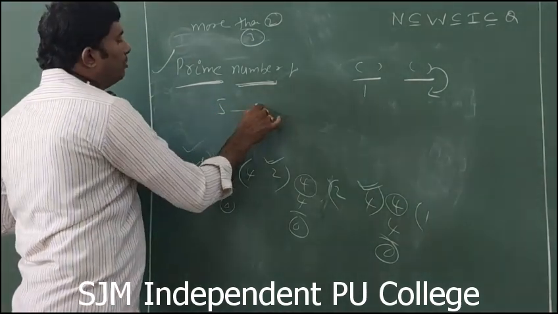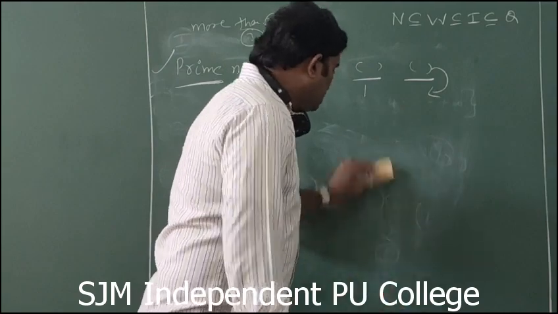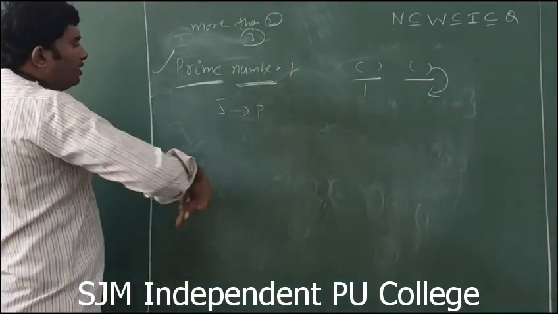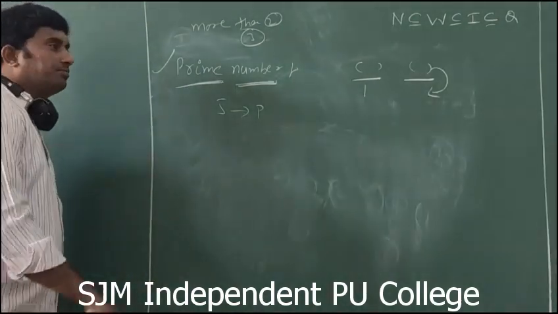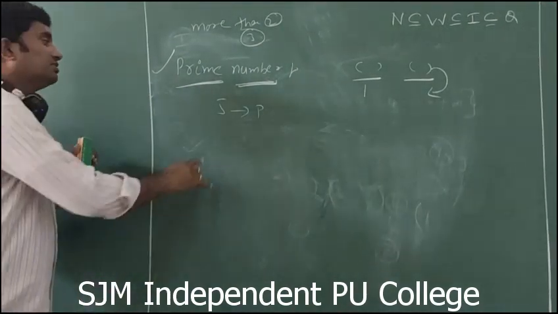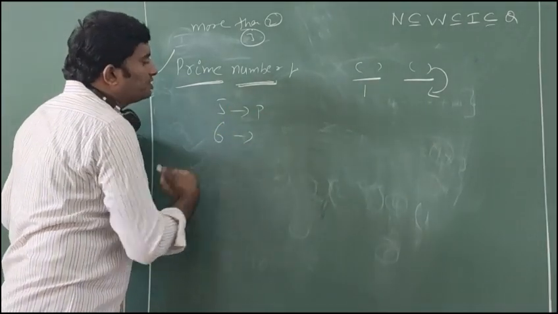Again, 5 is prime, because 5 is divisible by only 1 and itself, but not by 2, not by 3, and not by 4. That means this number has only two factors, 1 and itself. This is prime. Next, what about 6?